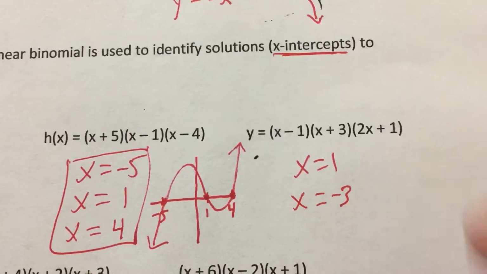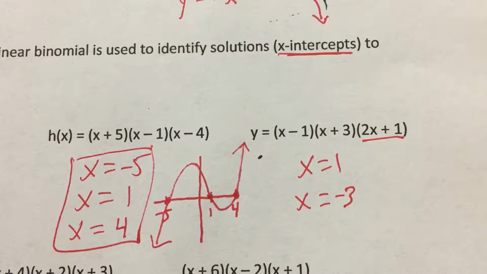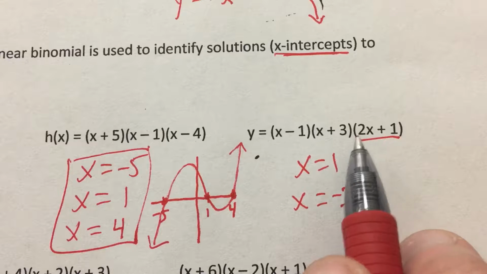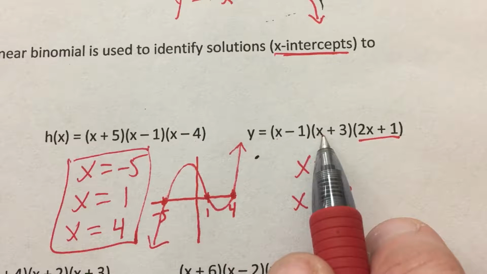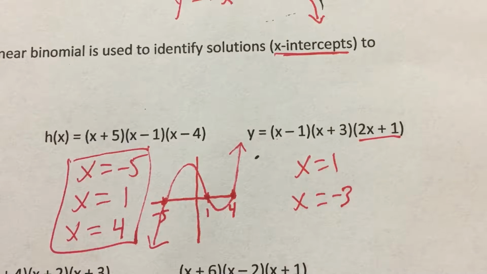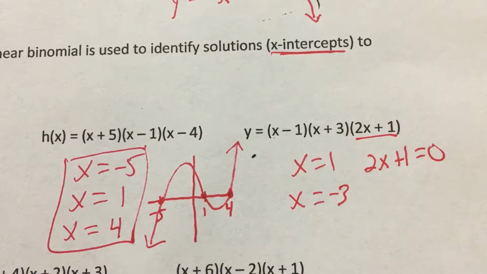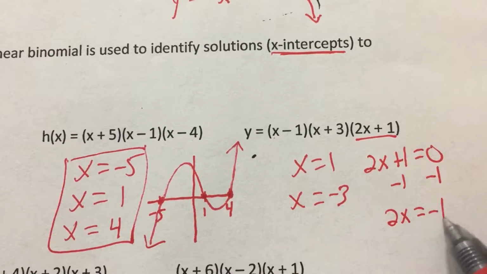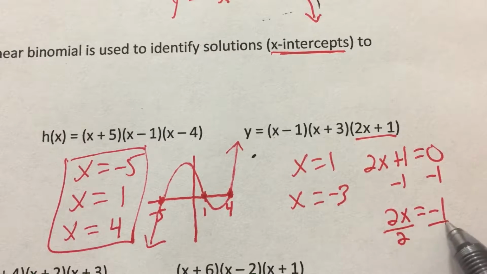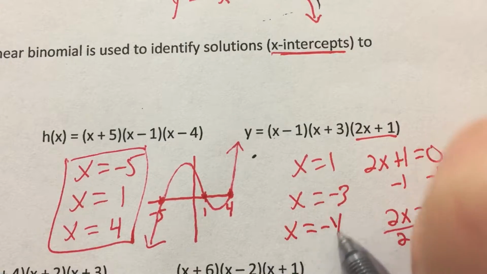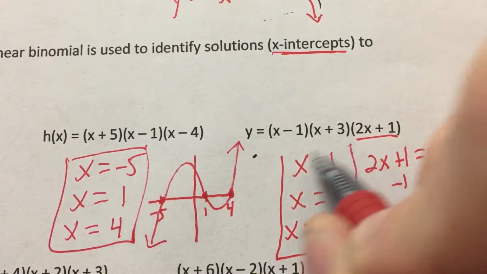And the last one's kind of interesting because it's 2x plus 1, not starting with just x. If that's the case, if you notice it doesn't start with just an x like these do, don't just put the opposite of that number. That's not the right answer. Go ahead and set this one equal to 0 and then solve. I'd have to minus 1. 2x equals negative 1. Then I would have to divide by 2. And negative 1 divided by 2 is negative 1/2 or negative 0.5. So that's what I'm going to write here for my third solution.